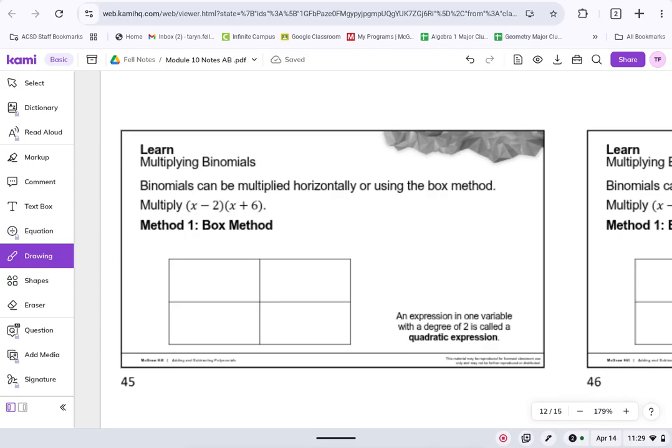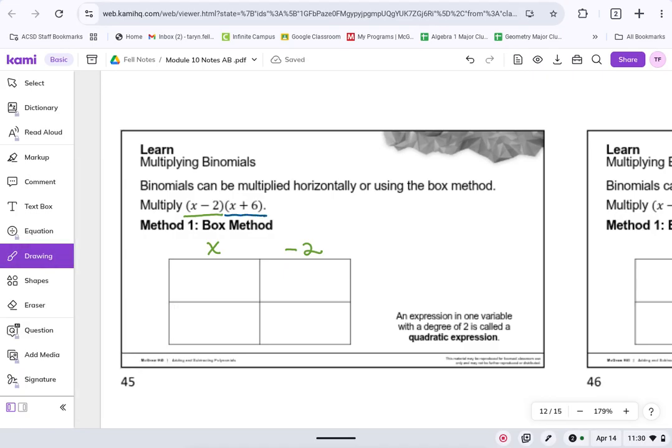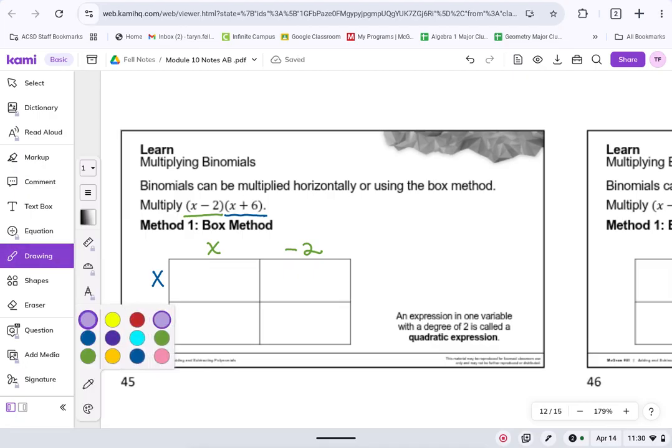It says binomials can be multiplied horizontally or using the box method. So we're going to use the box method first to multiply x minus 2 and x plus 6. So when we do the box method, please pay attention. When I have x minus 2, I'm going to put x in one box and minus 2 in the other, on top of the other box. And then similarly on the side, if I have x plus 6, I put x here, and then plus 6 in the next row. From this point, I just multiply it together.